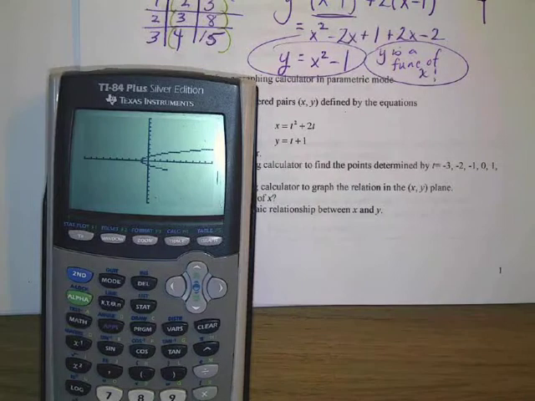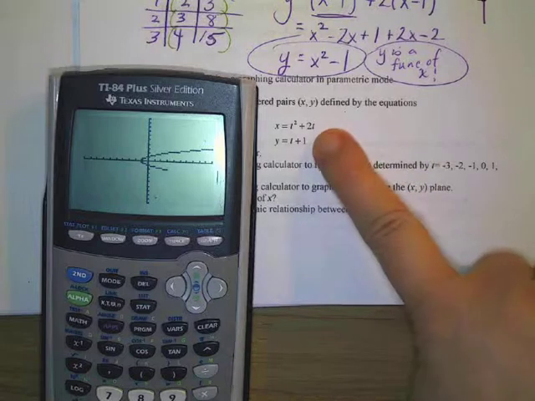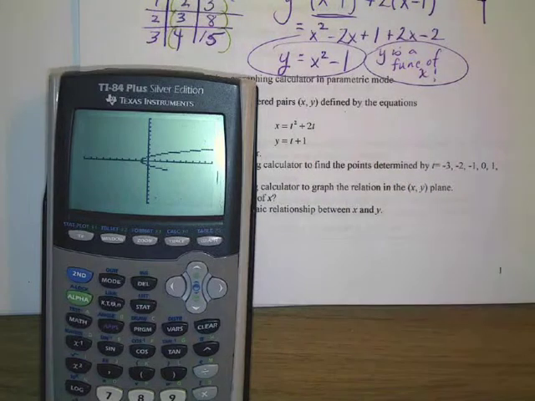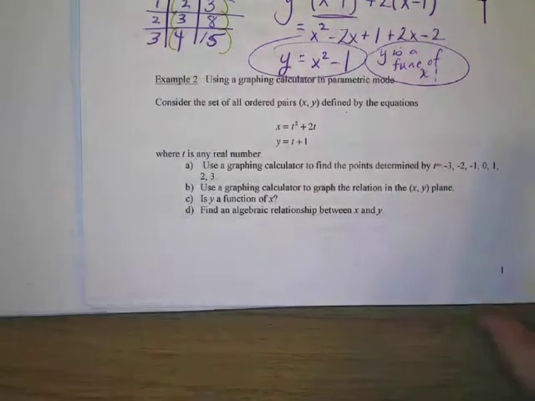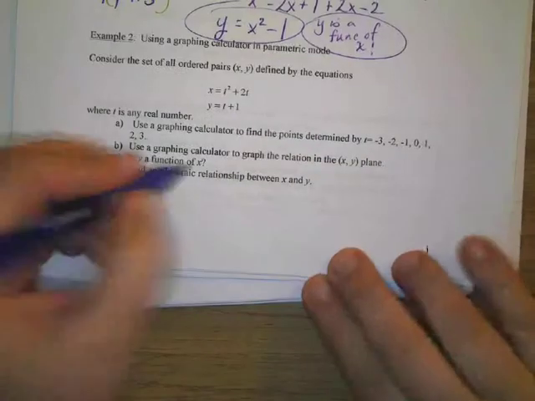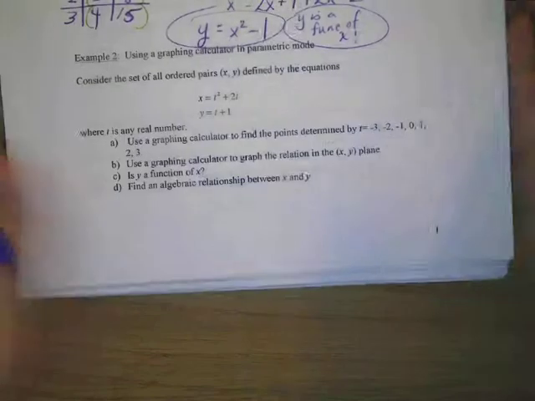Parametric lets us graph things that aren't functions. How cool is that? That's pretty cool. I'm not gonna lie, it's pretty neat. Because look, they switched the x's and the y's. X is now the thing with the square. Is that okay? So is y a function of x? No.